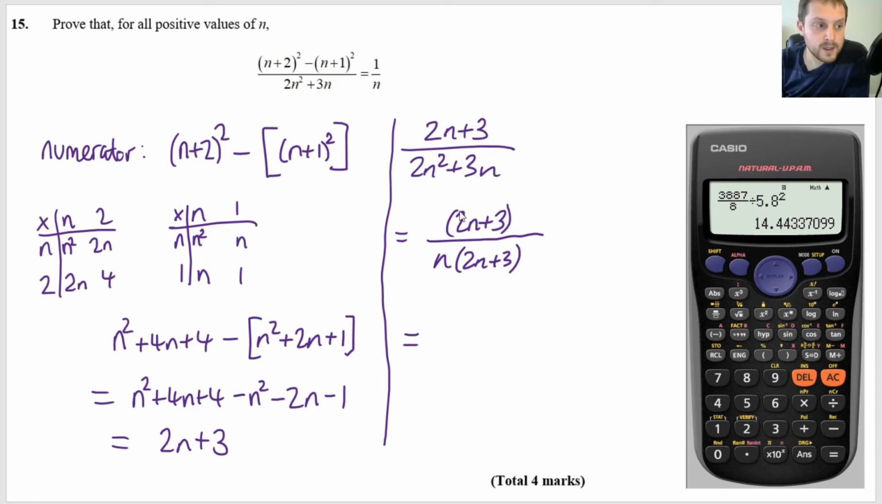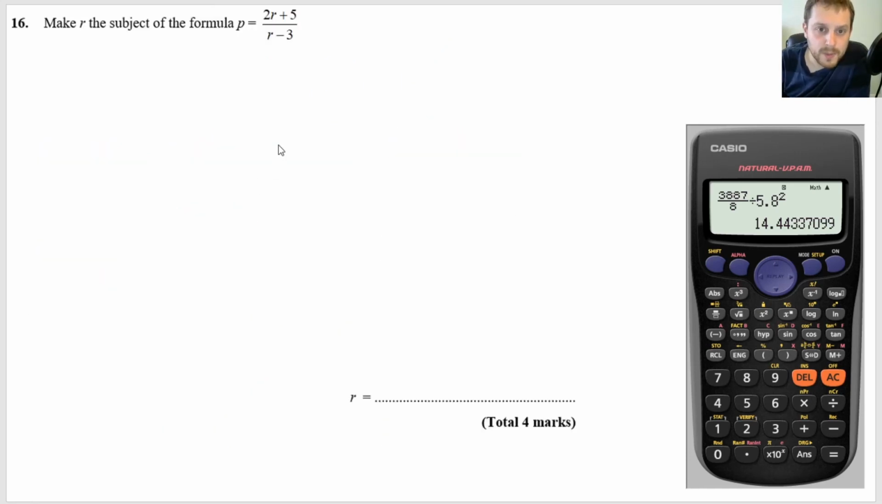So if I divide 2n plus 3 by itself, I get 1. And if I divide this product, so whatever n is, if I times it by 2n plus 3 and then divide it by 2n plus 3, I will get back to n. Right, it's a little bit like what we did in just the case of some numbers. It's like I'm dividing top and bottom by the same thing. And of course, there's really a 1 there, isn't there? So it's 1 over n, which is what we want. Okay, number 16.